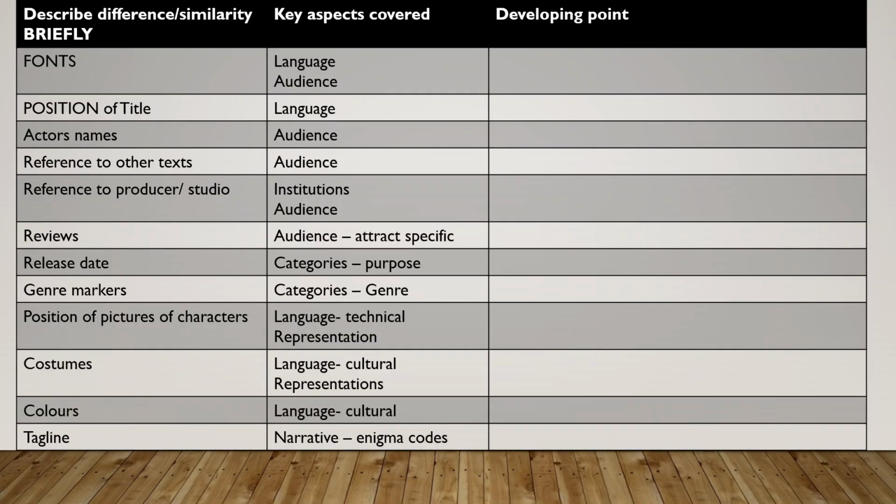Now, there are different ways to plan your answer. This is a way. I think this is a little bit OTT, a little bit over the top. But if you like it, you can do this. You can put down the key things you notice down the left hand side: fonts, title, actors' names, costumes, colours, taglines, props, genre markers, release date, things like that. You can tell me what key aspect you think has been covered here, and then you can give a very brief description on a developing point.